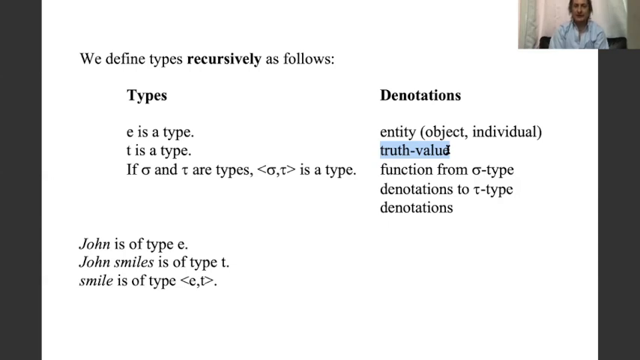The next one is where the recursive definition comes in. It says if sigma and tau are types, then angle bracket sigma comma tau angle bracket is also a type. And its denotation is a function that takes sigma type things and gives back tau type things.